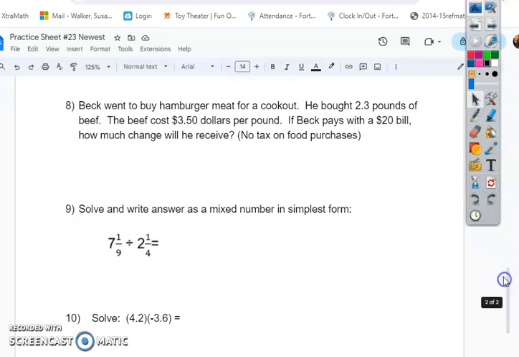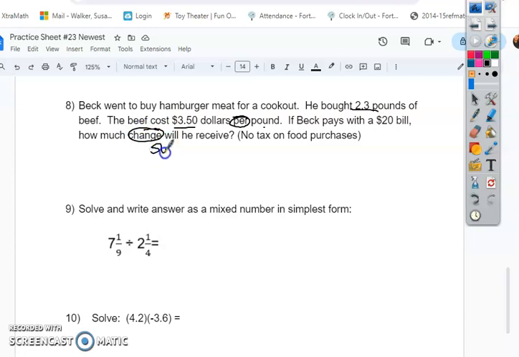Number 8. Beck went to buy hamburger meat for a cookout. He bought 2.3 pounds of beef. The beef cost $3.50 per pound. Remember, a number next to a variable. Well, that variable is pounds, which would be 2.3. If Beck pays with a $20 bill, how much change will he receive?